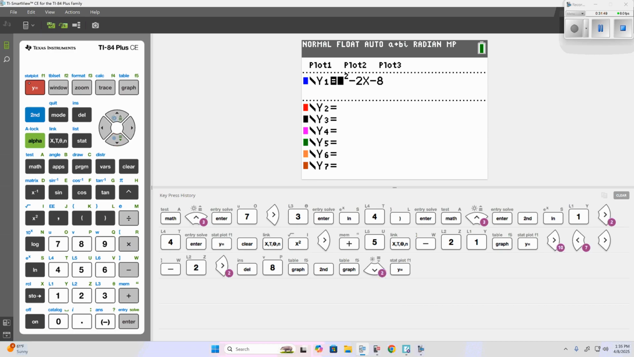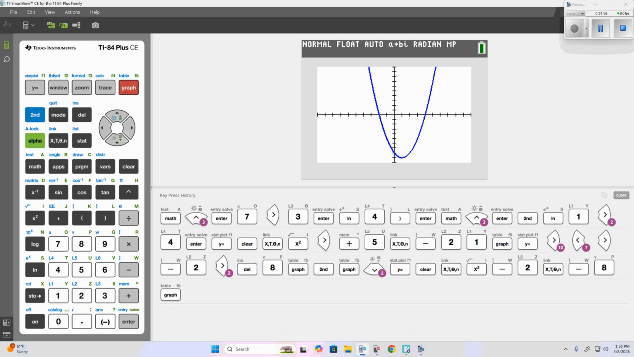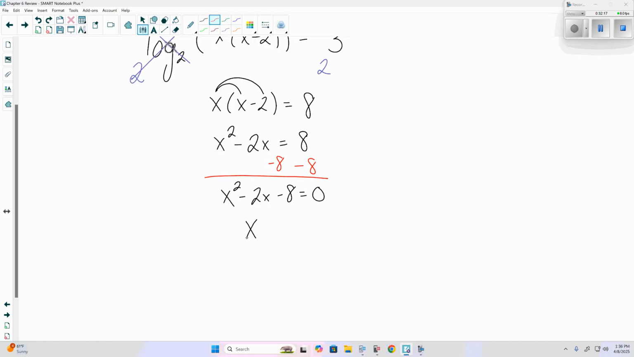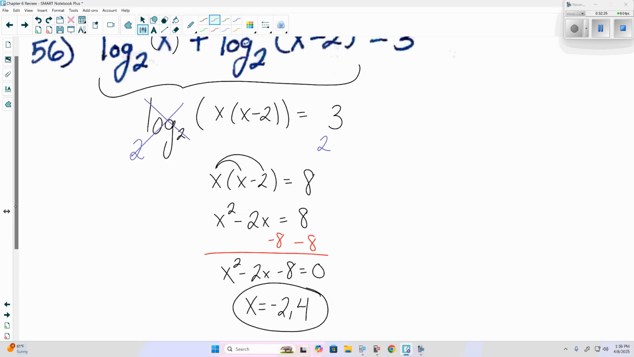The other thing we can do is graph it. So we can say x squared minus 2x minus 8 and hit graph. And we're looking for where the equation is 0. We're looking for where it crosses the x-axis. So we can see the 2 points there, or we can go second graph and look for when y is 0. When x is negative 2, the y value is 0. When x is 4, the y value is 0. Telling us that the values of x are negative 2 or 4.